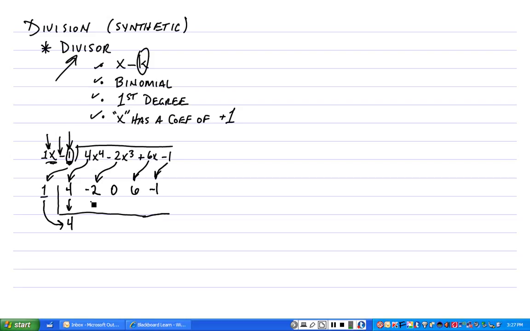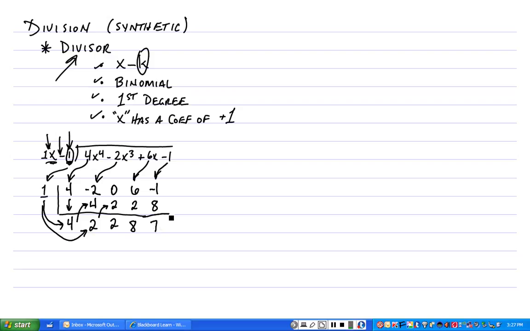4 times 1 is 4. I write my answer right here. Now I combine these numbers. Negative 2 plus 4, negative 2 and a positive 4 gives me a positive 2. Alright, so now I multiply that and that. That 1 times that 2 is 2. Put that answer there. 0 and 2 is 2. Alright, 1 times this 2 is 2. 6 and 2, 8. Right? So now I have my 8. 1 and 8 is 8. Negative 1 and 8 gives me a positive 7.